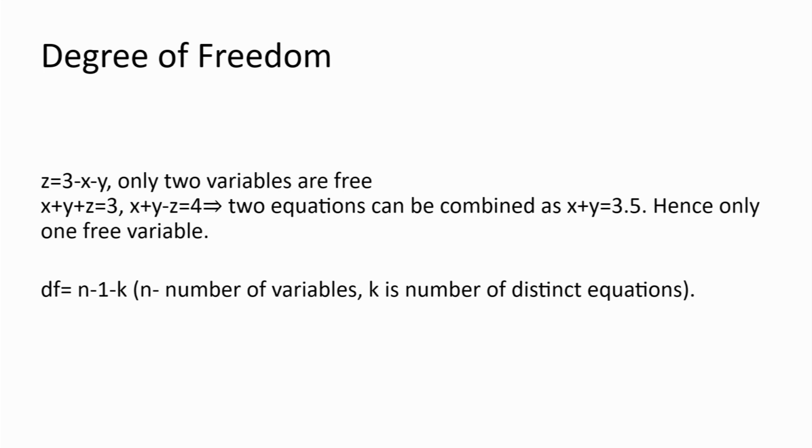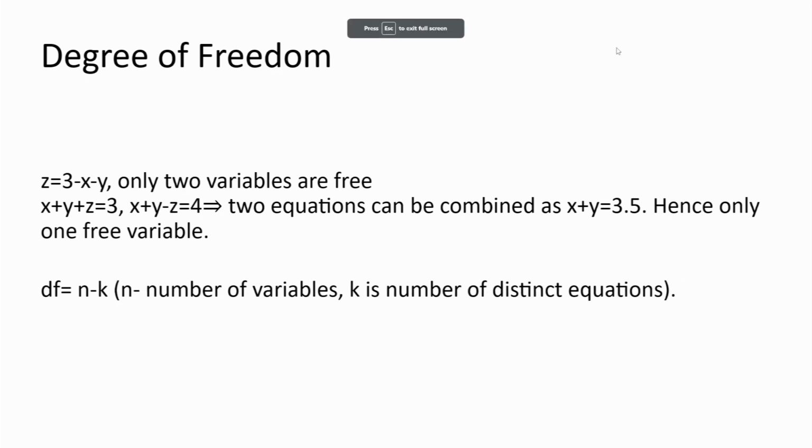Therefore, in books you will find this formula df is equal to n minus 1 minus k. N minus 1 you will find everywhere, and you will read n minus 1 someplace, because at that place the equation is only 1. So, df is equal to n minus k, where n is the number of variables and k is the number of equations. In our case, z is equal to 3 minus x minus y, with only one equation, k is 1, n is 3, so the degree of freedom is 2. So, n minus k is the degree of freedom, where k is the number of distinct equations, please understand.